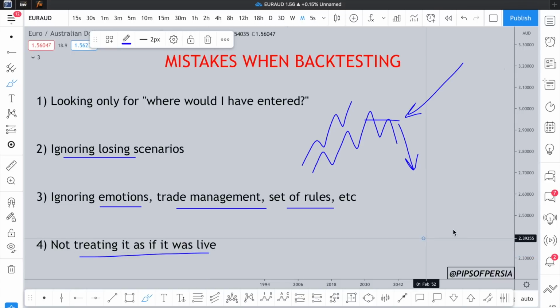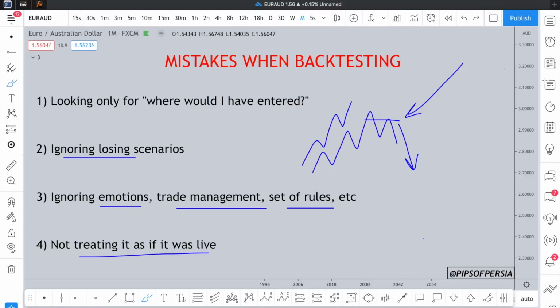In other words, a lot of people who backtest do not actually treat it as if it was live. And that's going to be one of the most important things that you have to do when it comes to your own backtesting. Whenever you're analyzing the charts, you have to treat it as if it was live, meaning you have to consider your emotions, your trade management rules, your trade execution rules, and even time of day and day of week, these types of factors that would actually affect your normal trading.